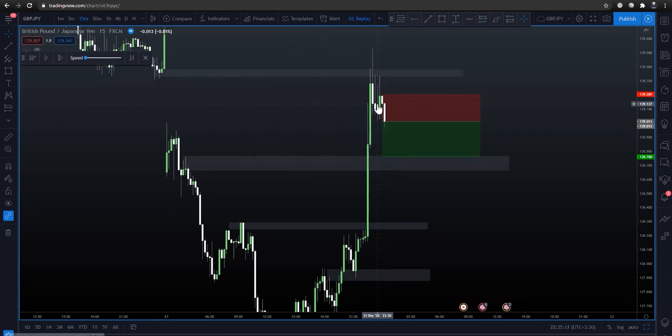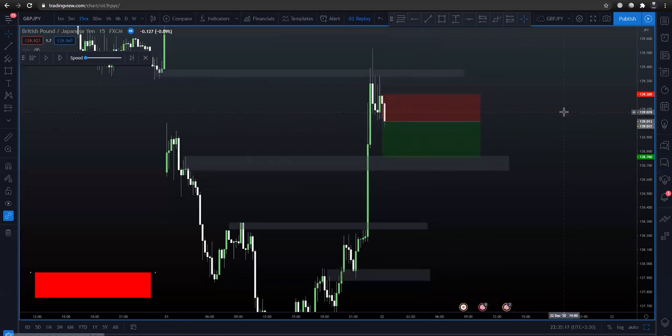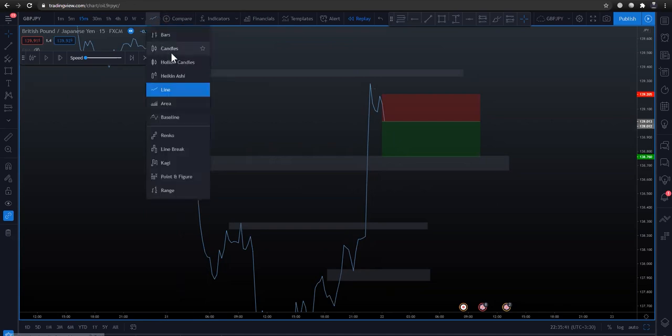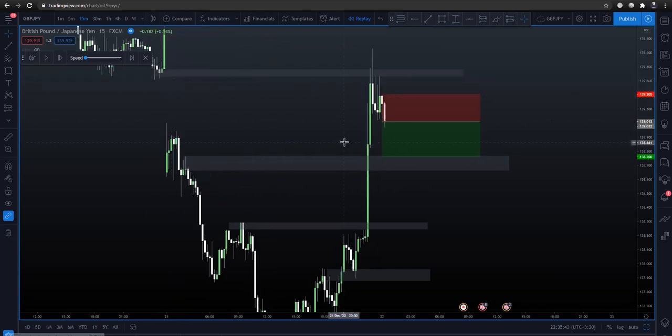What do you think? I've mentioned it a lot. If you do not understand whether it's a double top or not, okay, just turn it to the line chart. Do you see, guys? And it's a double top. Okay, so that's it. So now we could go for a sell.